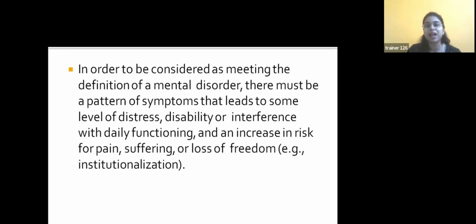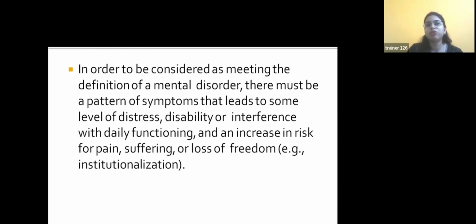Now when do we say that a child is not feeling well, or when do we say that the child has abnormal behavior or an abnormal disorder? It is when the child is not able to function properly, and the behavior of the child is bringing a lot of distress to him or her, and it is affecting their growth period as well. So it leads to some level of distress, disability, or interference with daily functioning.